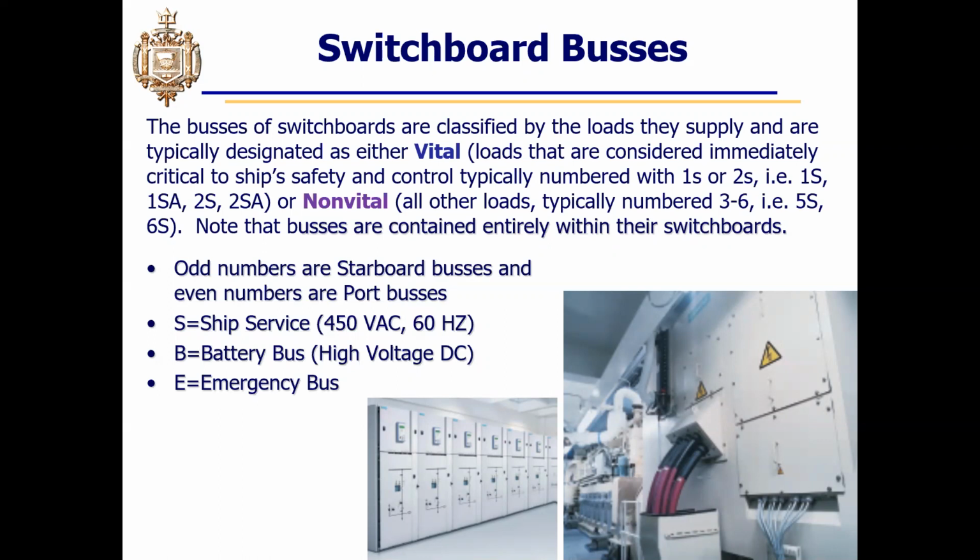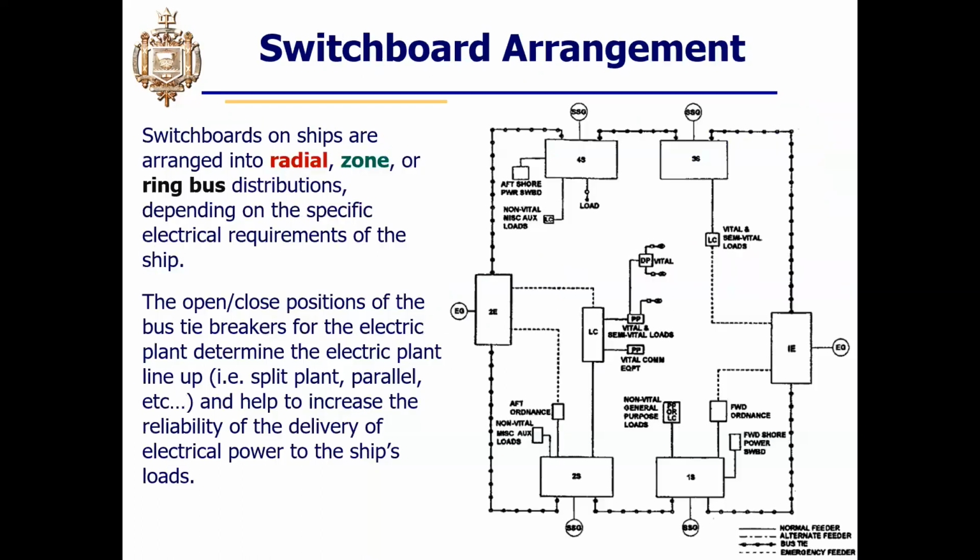Now, your surface ships will have the E designation in their naming schemes, and those E-buses are powered from an emergency diesel generator, which kicks on upon the loss of the power supply, whatever the main power supply is. So that E designation means that these are switchboards that are fed from this emergency diesel generator.